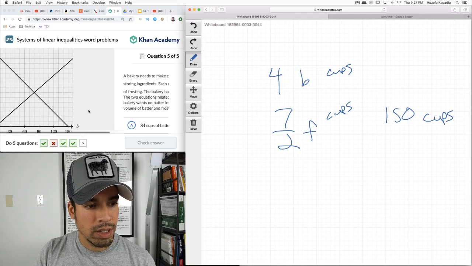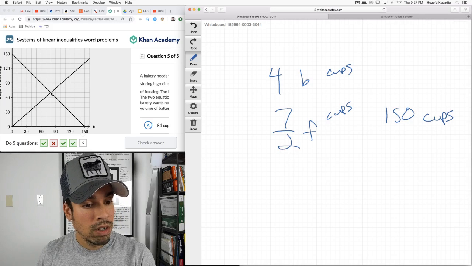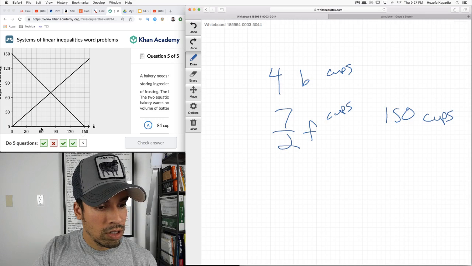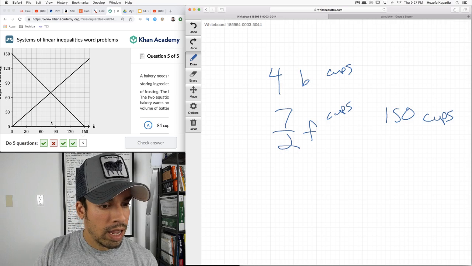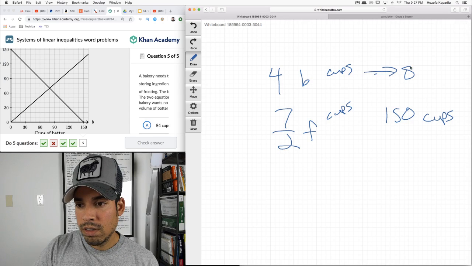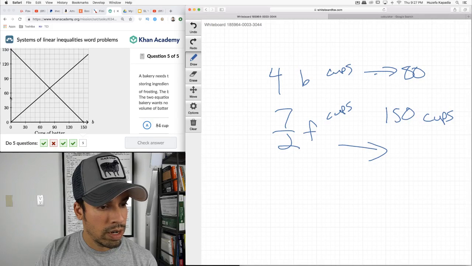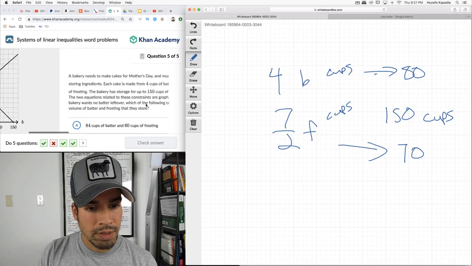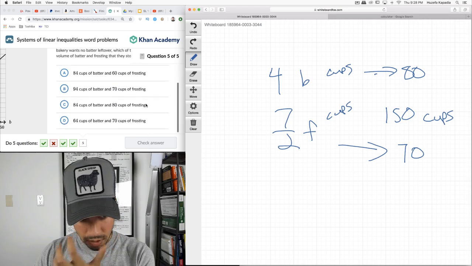Now, clearly, we're going to go for the intersection, right? That's where it's perfectly matched up, where we're going to have the right amount of batter and the right amount of frosting. So this is our point. It looks like it goes up by 10, so 60, 70, 80. So we're talking about 80 cups of batter, and 70 cups of frosting. And that's 150, the batter and frosting.